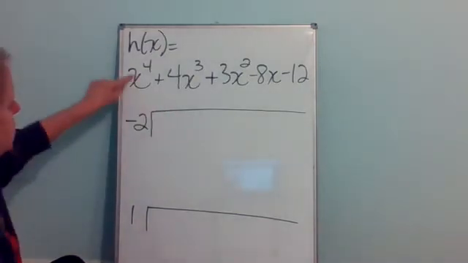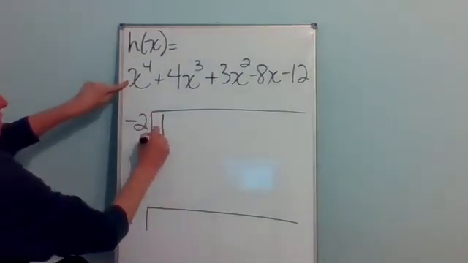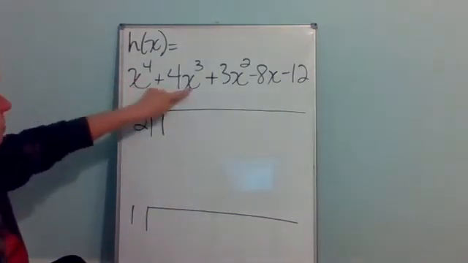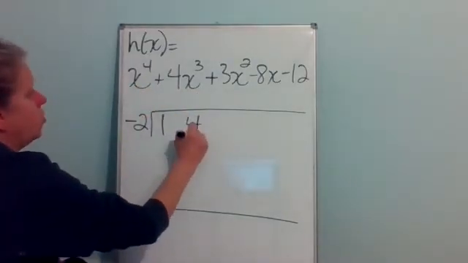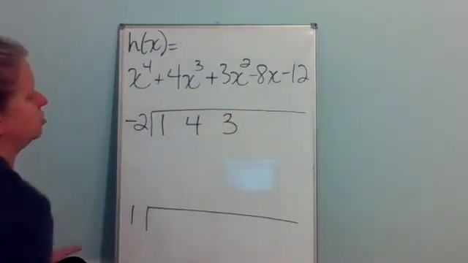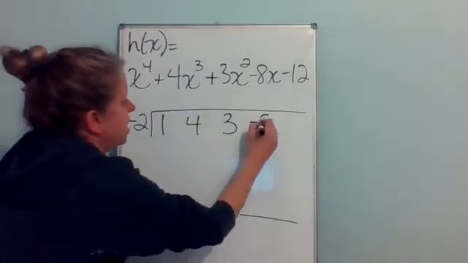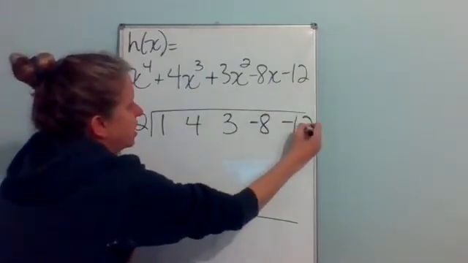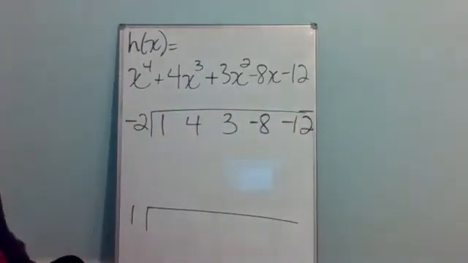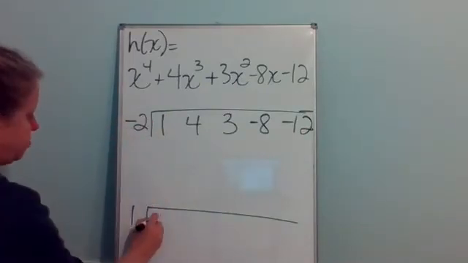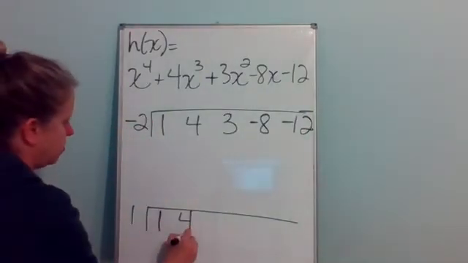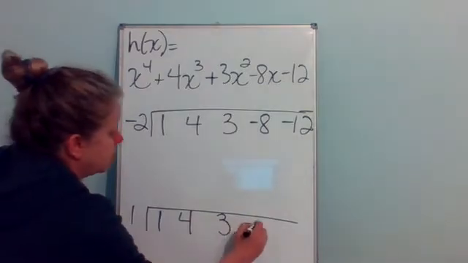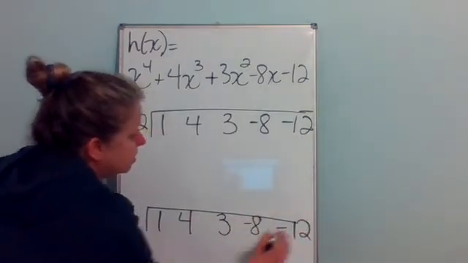Put in your coefficients. In front of x to the 4th is a 1. In front of x to the 3rd is a 4. In front of x squared is a 3. In front of x is a -8. And then your constant is -12. So it's going to be the same thing on both of these, right? So you can just write all that again. 1, 4, 3, -8, -12.